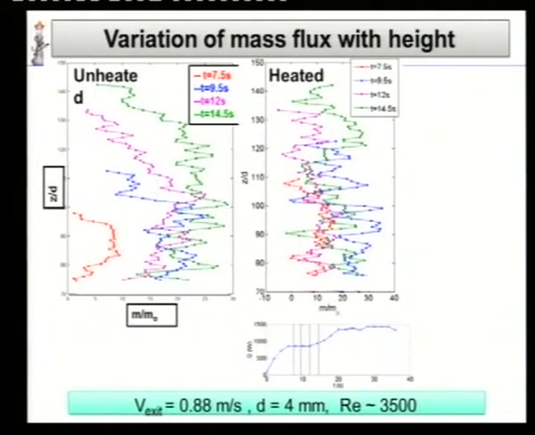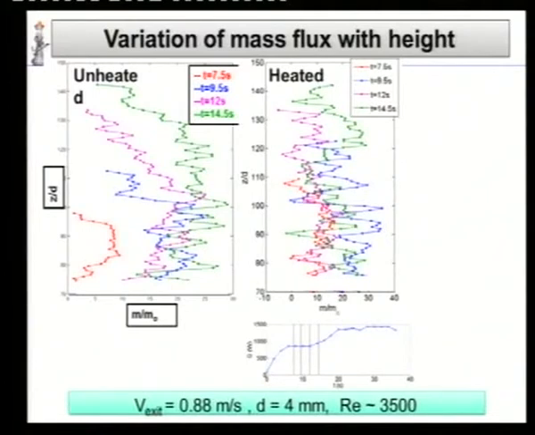So that's the way it goes. This is unheated, so that's where the mass flow is. And as you keep putting in the heat, as it goes through the heat injection zone, you can see that it changes a great deal and comes down. So there's a lot of variation here. The heated thing is here.